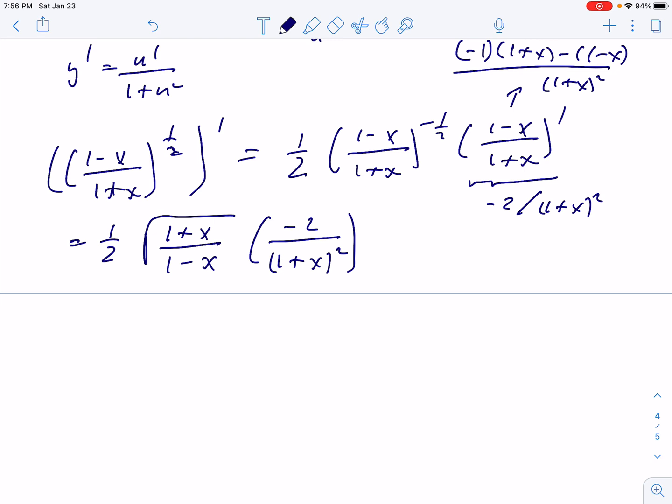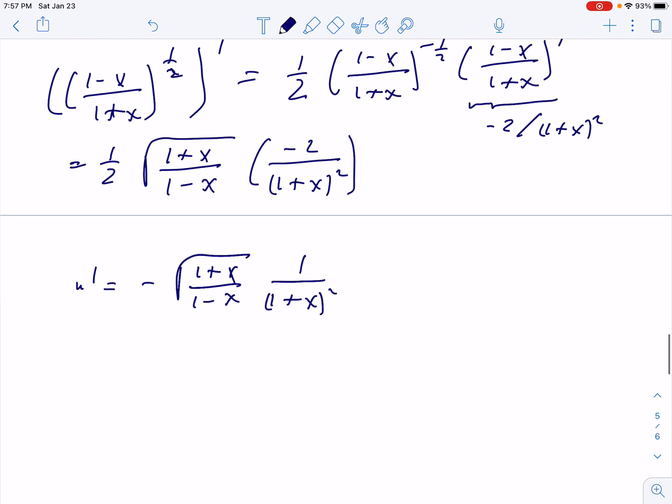So we can simplify, reduce by 2. We're just working on u prime, still on u prime. So u prime will be negative. To cancel out, we have square root 1 plus x, 1 minus x, and here 1 over 1 plus x all squared. This will be on the top.